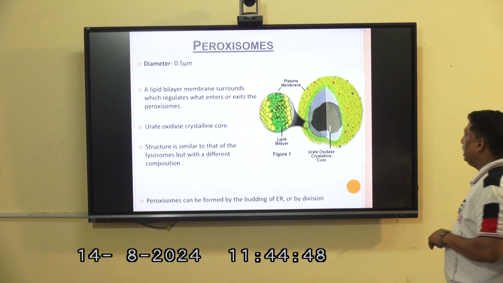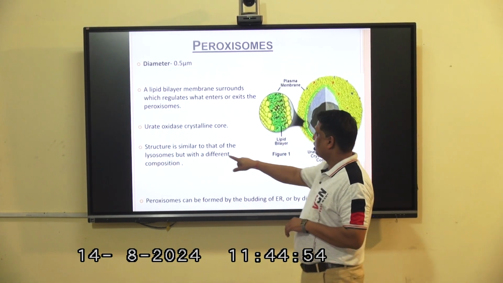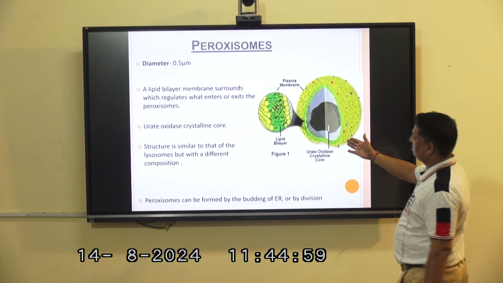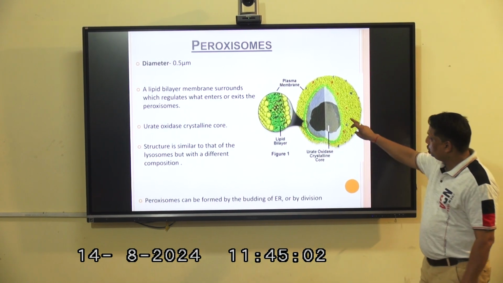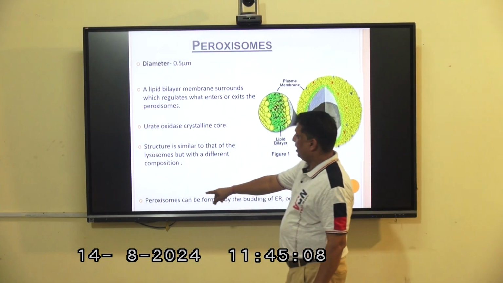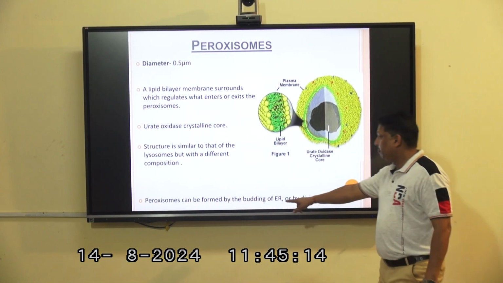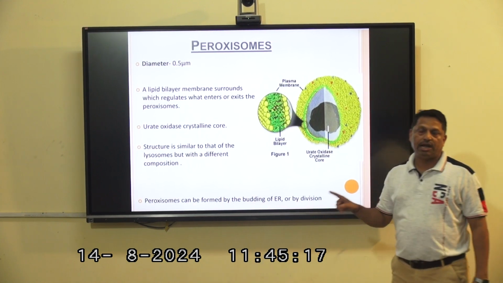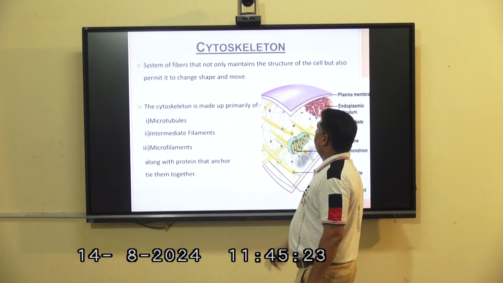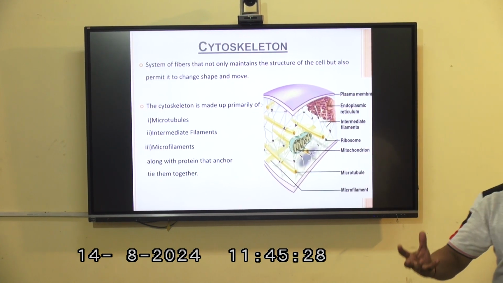And the most significant factor associated with this organelle is urate oxidase, specifically. And the structure is similar to that of the lysosomes, but with a different composition. You can see they have a lipid bilayer, and they have the urate oxidase specific role in which enzymes are secreted from the cells. And these are important points about the peroxisomes. Peroxisomes can be formed by budding or by division. At the time of cell division, they can be formed by the budding process. This, you can say, contains the backbone of the whole cell division.